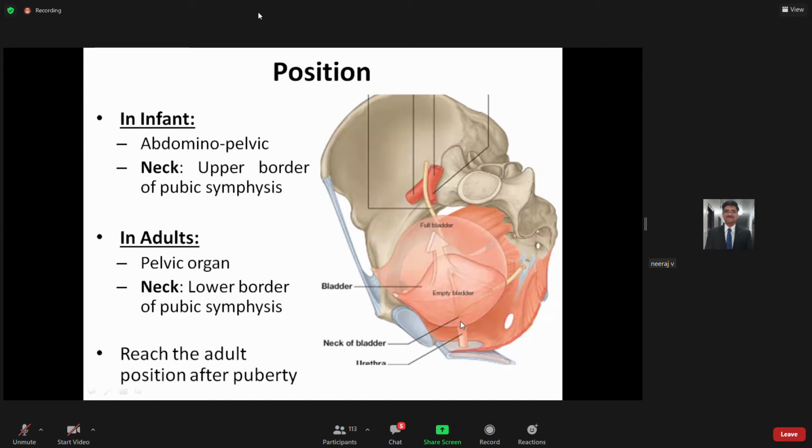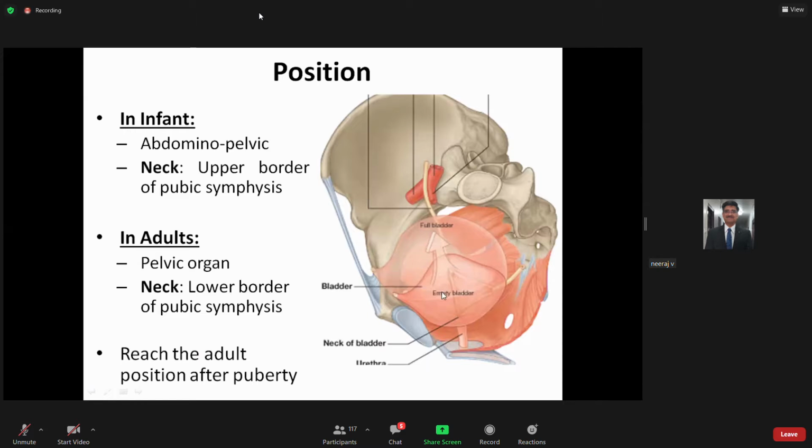So basically, what is happening is that because of the growth of the pelvic cavity, the empty bladder, which in an infant has its neck region at the level of the upper border of the pubic symphysis, gradually descends and comes to its adult position, which is a pelvic organ, because we know in adults this lies in the lesser pelvic cavity, or the proper or true pelvic cavity, and at that time the neck lies at the lower border of the pubic symphysis. So you should know how it descends.